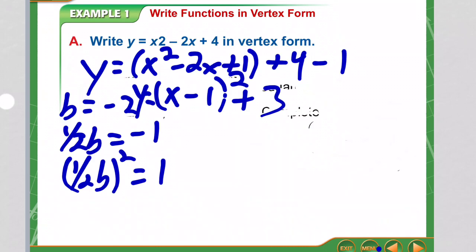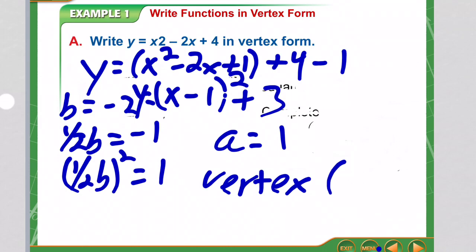Then from there we can graph. So again, your a, since there's no number in front of the parentheses, would be a 1, and your vertex, please remember you have to change the sign of the number that's in the parentheses. So since it's a minus 1, I'm going to put a positive 1, and you keep the sign of the number that's on the outside. So the vertex would be at (1, 3), and then you will graph from there.